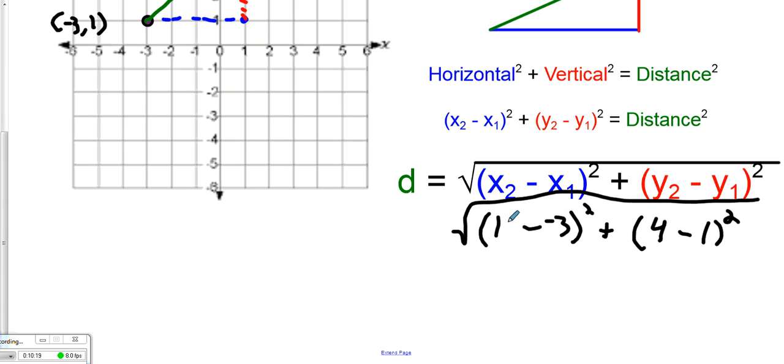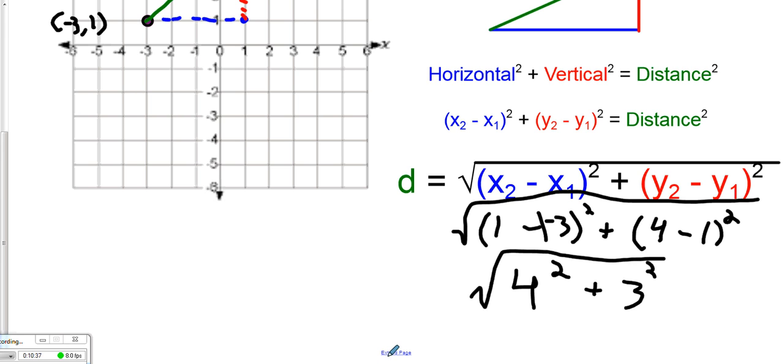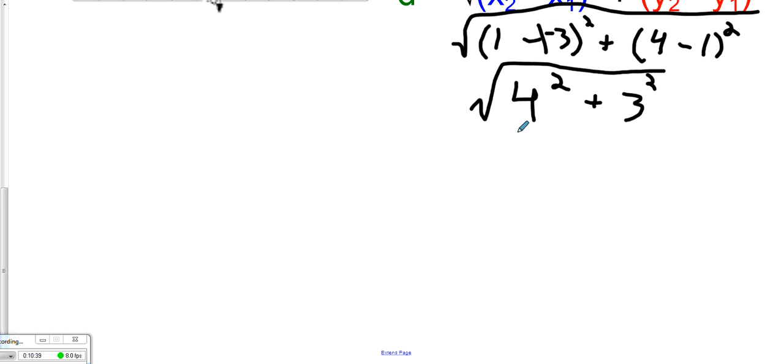When you're minusing a negative, 1 minus negative 3, it's like you're adding. 1 add 3 is 4. So we have a 4 squared. Plus 4 minus 1 is 3. So we have a 3 squared, and again, all underneath that square root. I have to extend this a little bit. 4 squared is 16. 3 squared is 9. Still under the square root. 16 plus 9 is 25.